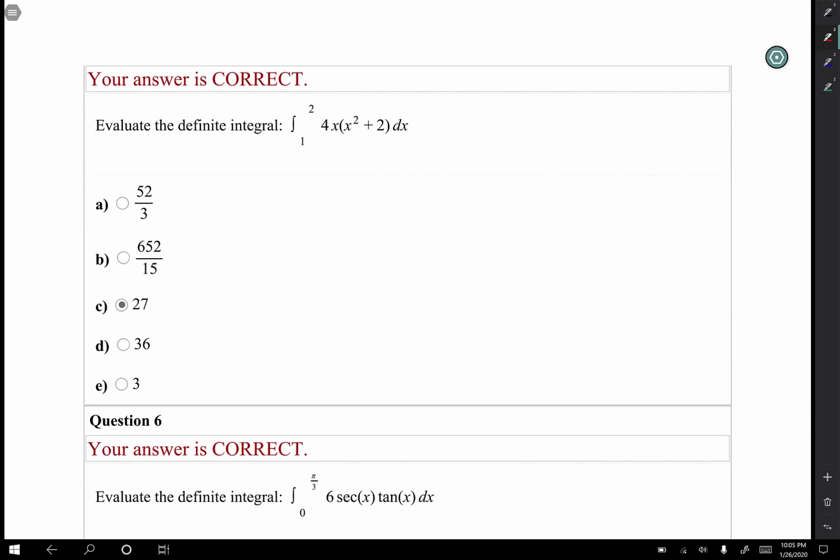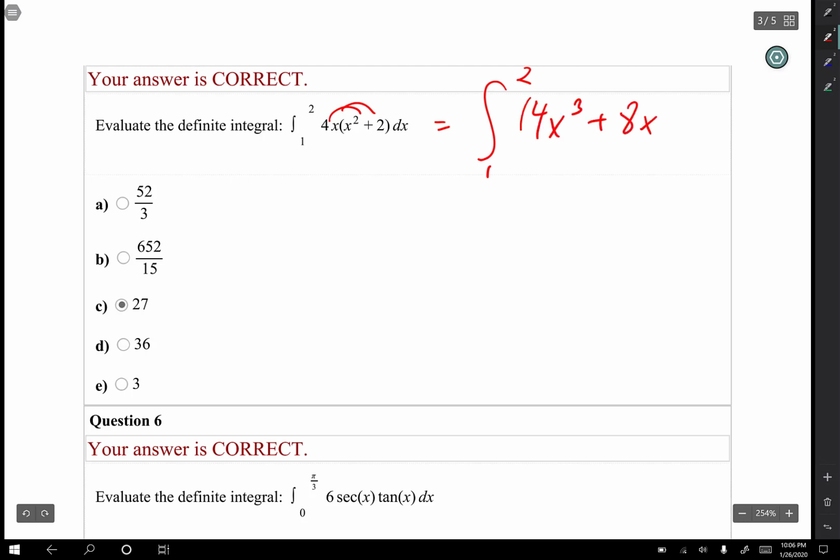You actually could do this one with u-substitution, but we haven't talked about that yet. So we're going to have to use the skills that we know already right now. So just distribute that. So here we go. Integral from 1 to 2 of 4x cubed plus 8x, and we just take an antiderivative.